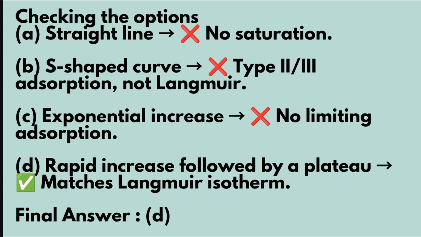In option C, they have mentioned exponential increase. It has no limiting adsorption. So option C is also wrong. In option D, rapid increase followed by a plateau. This matches the Langmuir isotherm. So the correct option is option D.